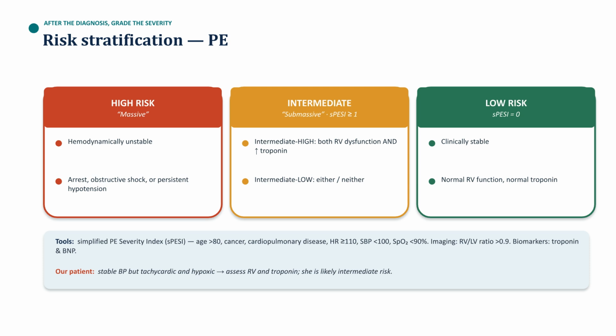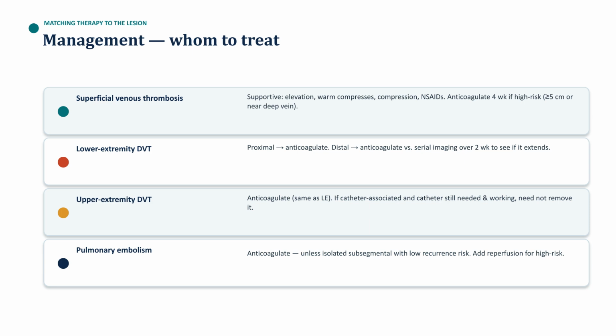In the simplified Wells interpretation, a score of 4 or less is considered unlikely. A negative D-dimer here safely excludes PE, saving the patient from unnecessary radiation. However, our patient's score of 6 means she is likely, so she requires a CT pulmonary angiogram regardless of D-dimer results. Before the CT scan, bedside tests provide clues.